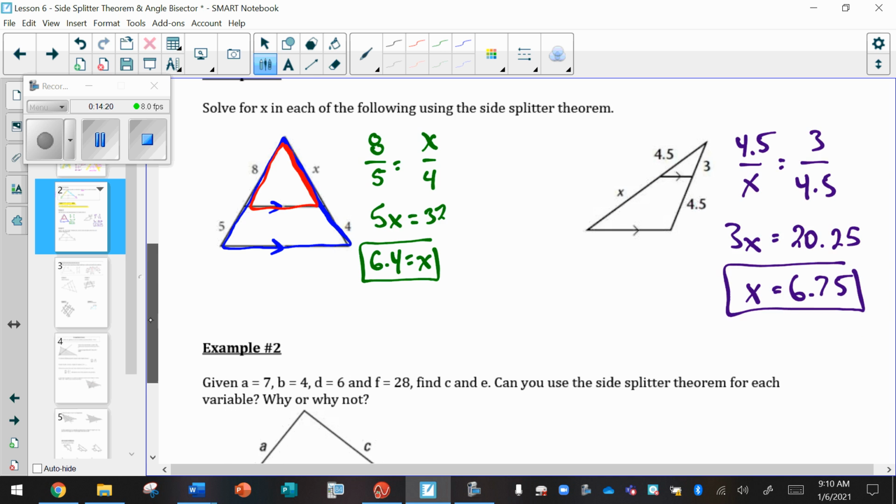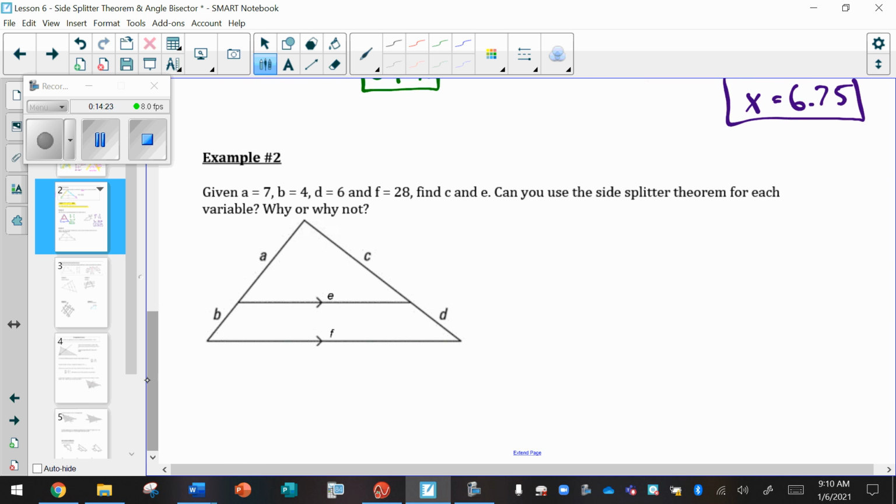So hopefully you were able to do that. If I give you some numbers and say that A is 7, B is 4, D is 6, and F is 28, find C and E. Well, I can use the side splitter theorem, 7 over 4 equals C over 6, and that works just fine to get letter C. 4 times C, 7 times 6, divide by 4.